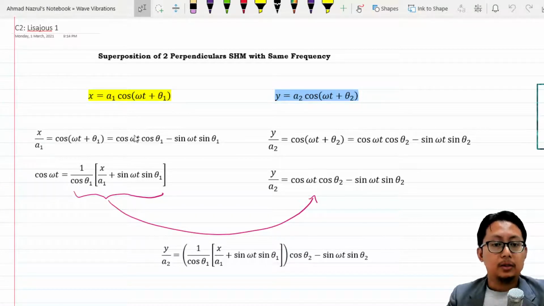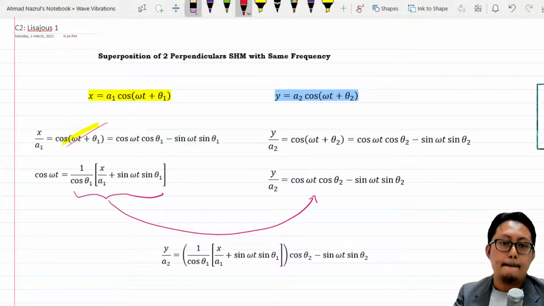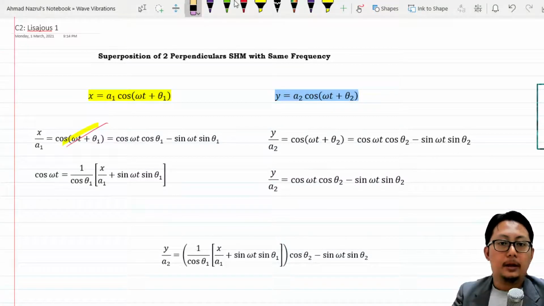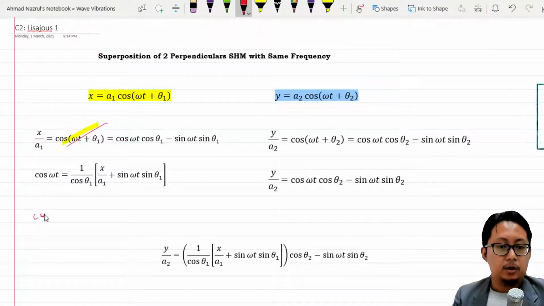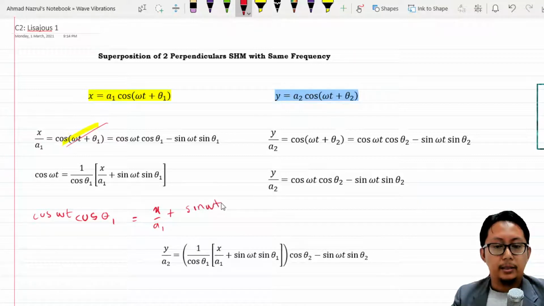And then we bring this cos omega t to the front. So right now, x over A1 equals cos omega t cos theta 1 minus sin omega t sin theta 1, and I bring cos theta 1 over, so that's why you can get this equation for cos omega t.